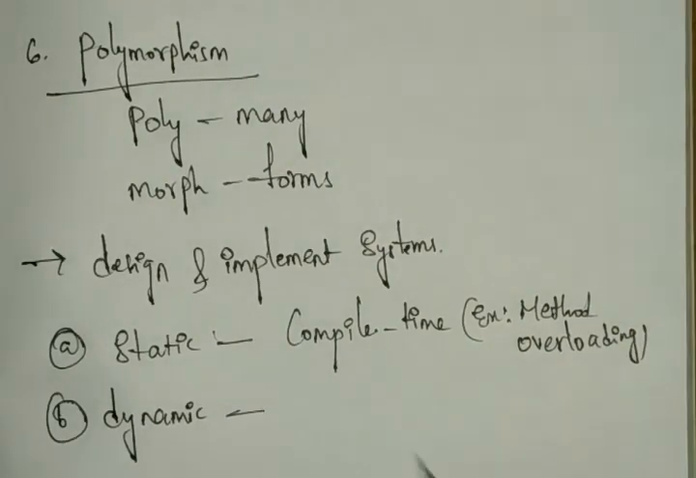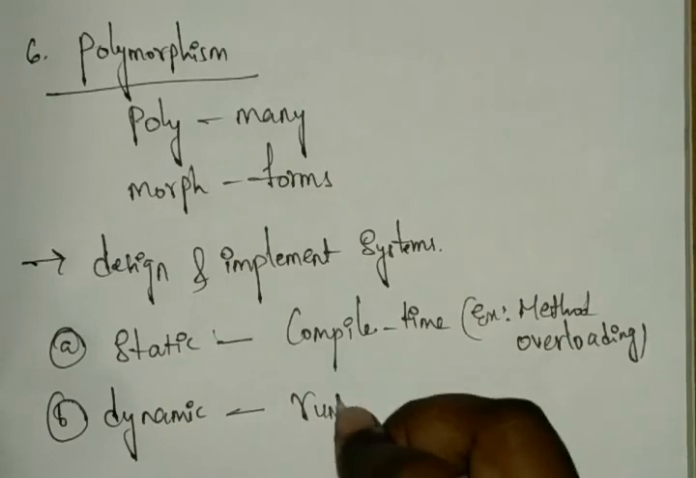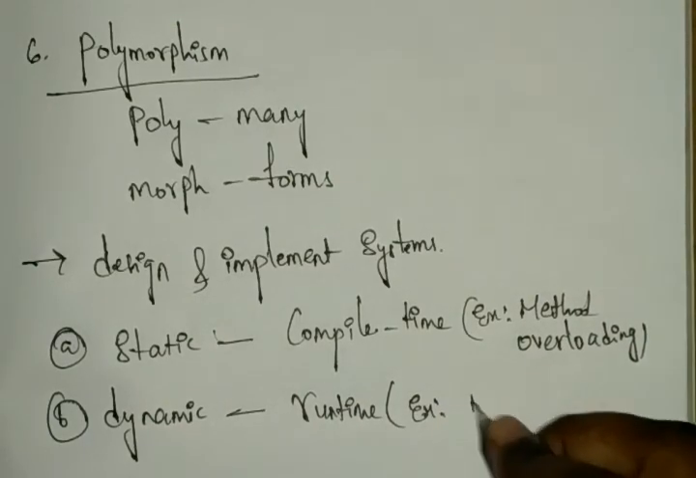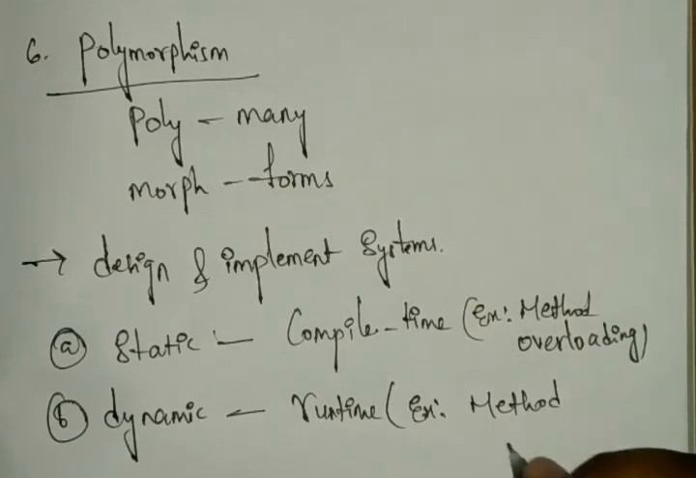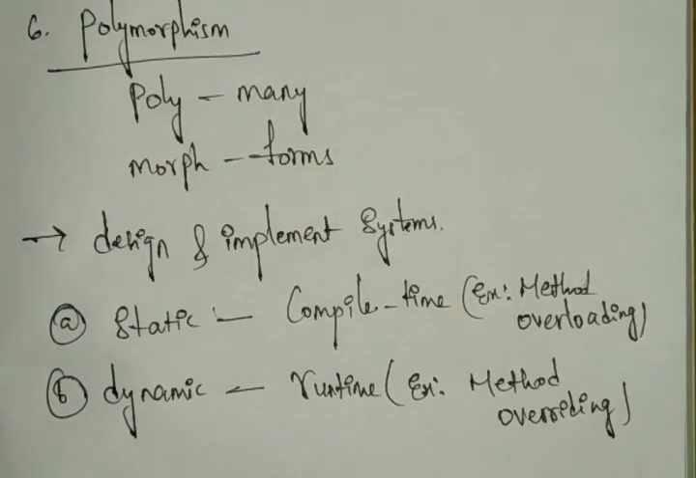And dynamic polymorphism can be done at runtime. This is runtime, and the best example for this is method overriding. So like this we can work with polymorphism.